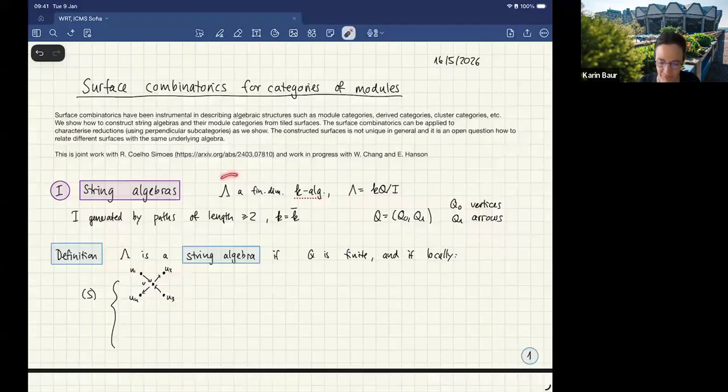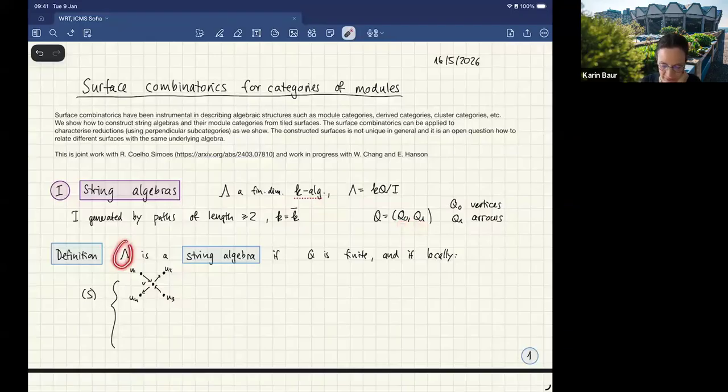So we start with a finite dimensional algebra over an algebraically closed field. I can give it as a path algebra modulo an admissible ideal, and this ideal should be generated by paths of length at least 2. We will see some examples soon. I will write Q0 for the vertices and Q1 for the arrows.